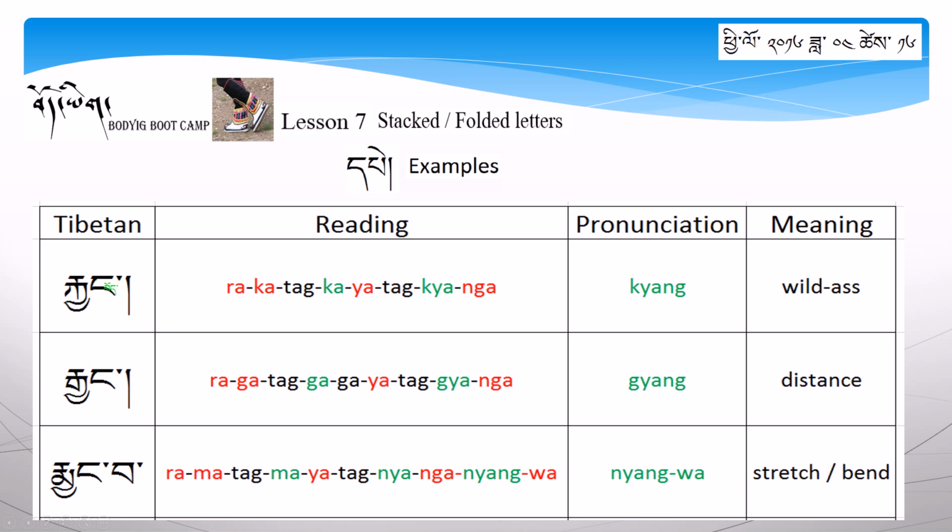So the red letters are the individual letters itself, and then the green is after it's joined or stacked, what it should sound like. And then over here in this section is the whole pronunciation. So except for this one, which is a 2-syllable word, the rest are single syllable, right? So this is nyangwa, gyang, gyang.